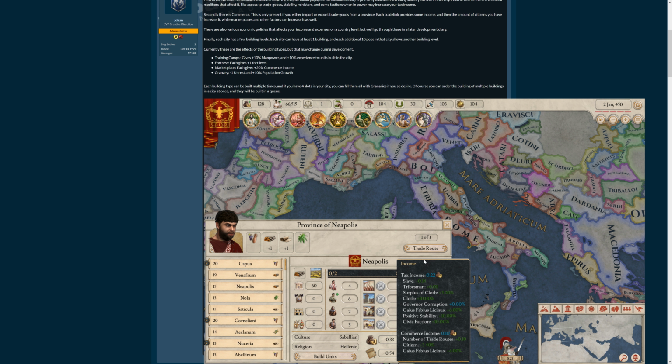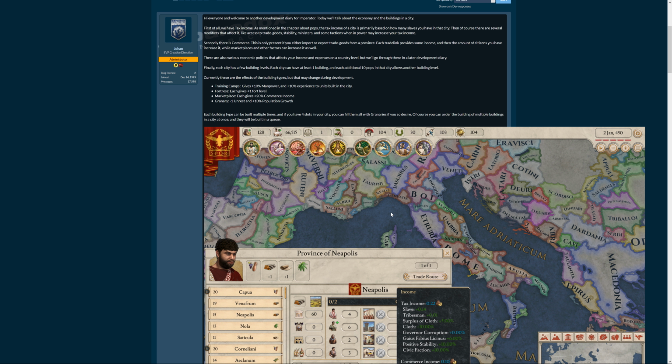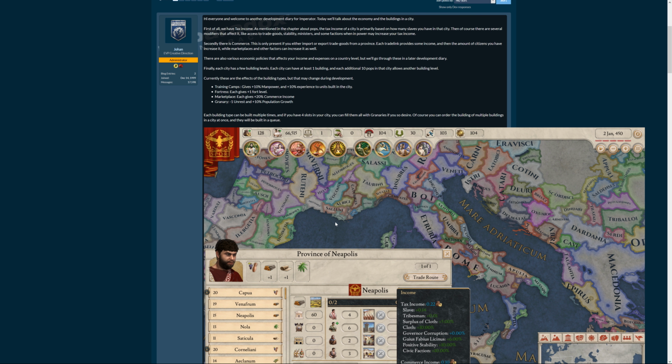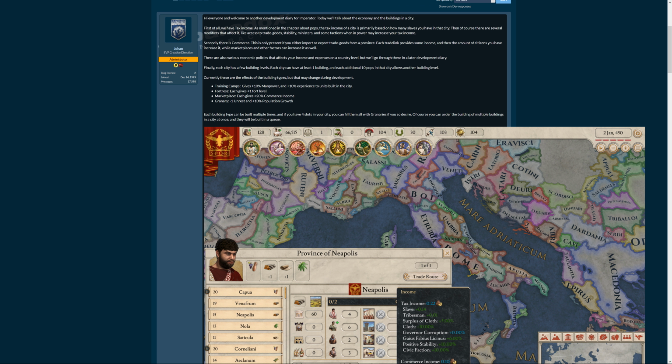So this is about the economy on a city-based environment. It's not the province, it's not the state, it's the city we're looking at, and it's commerce.